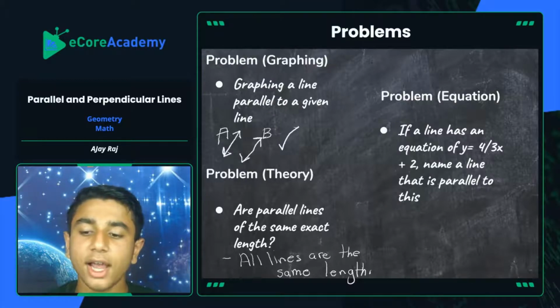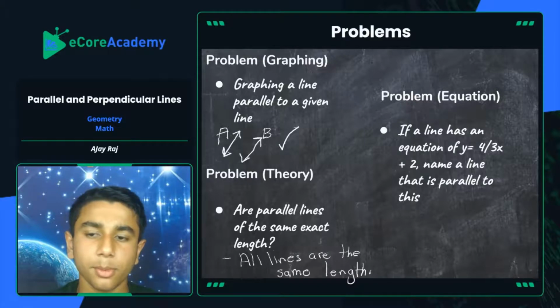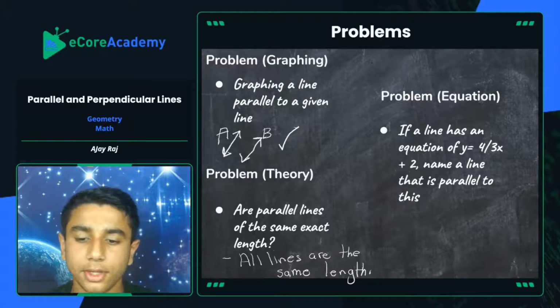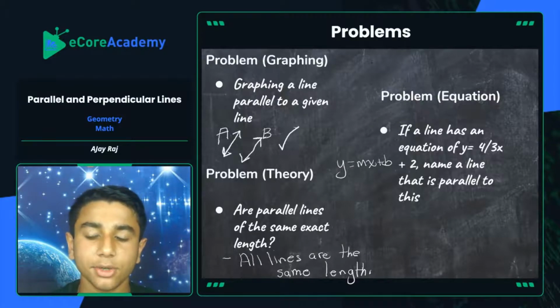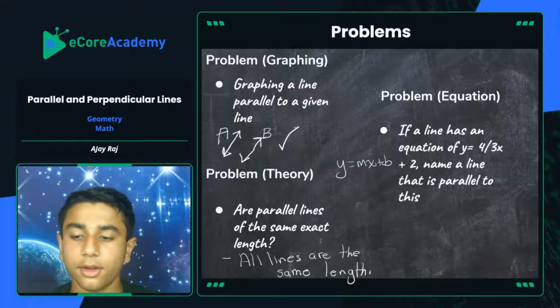So, if a line has an equation of y equals 4/3 x plus 2, which is in the form of y equals mx plus b, I'm going to write that right here, y equals mx plus b. If a line has an equation of y equals 4/3 x plus 2, name a line that is parallel to this. So you're going to name a line that's parallel to the equation given right here.